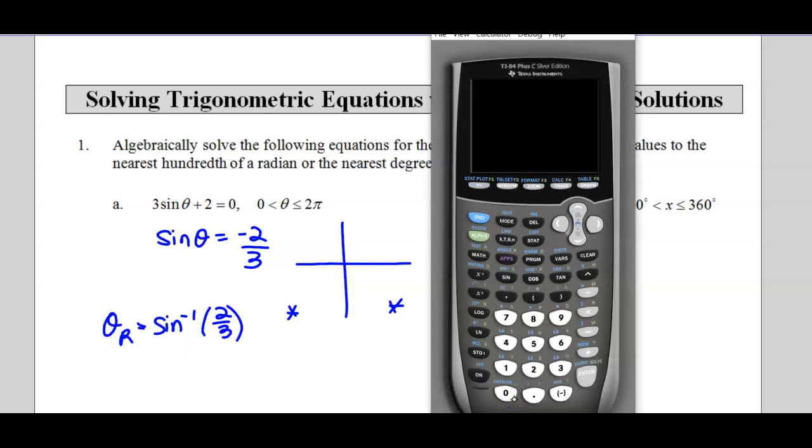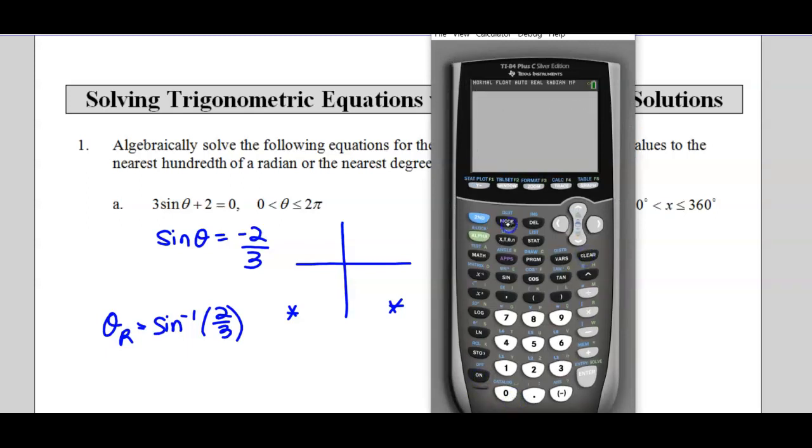Okay, so I'm dealing in radians. Mode key, radians, I'm good. Second, sine, 2 divided by 3. Okay, that is my reference angle. Remember, this gives me angles in the third and the fourth quadrant. So my theta will be pi plus this, and my other one will be 2 pi minus this.